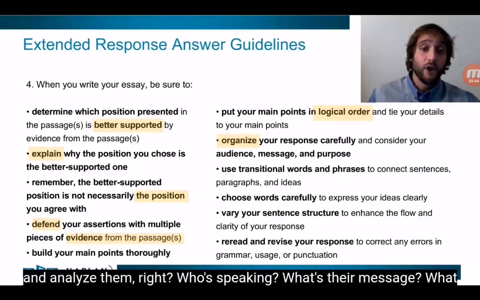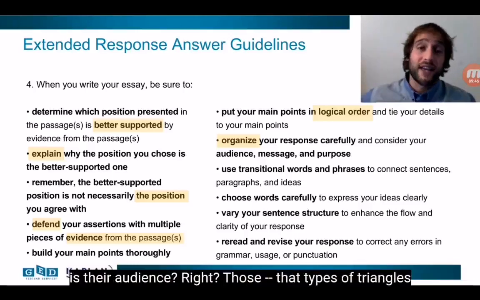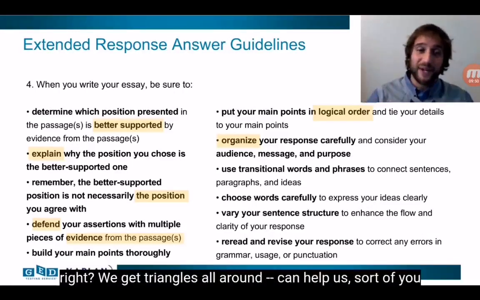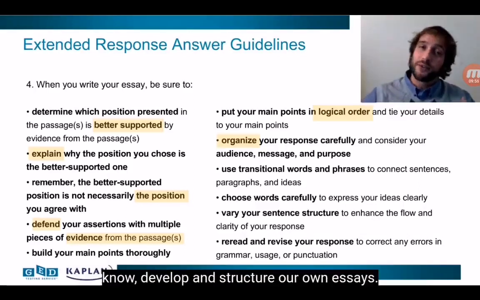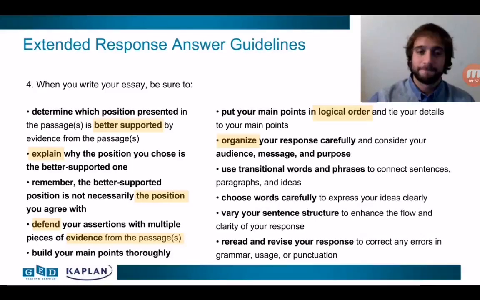Who's speaking? What's their message? What is their audience, right? Those types of triangles, right? We get triangles all around, can help us sort of develop and structure our own essays.